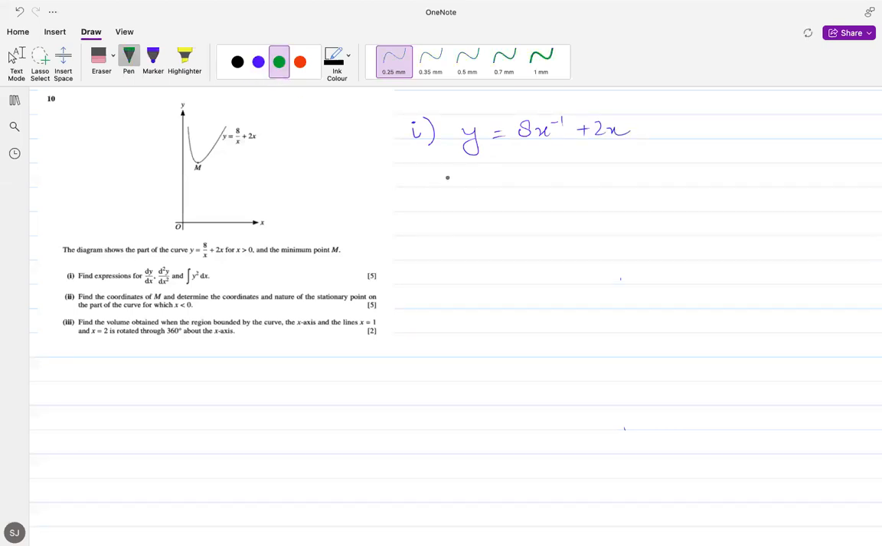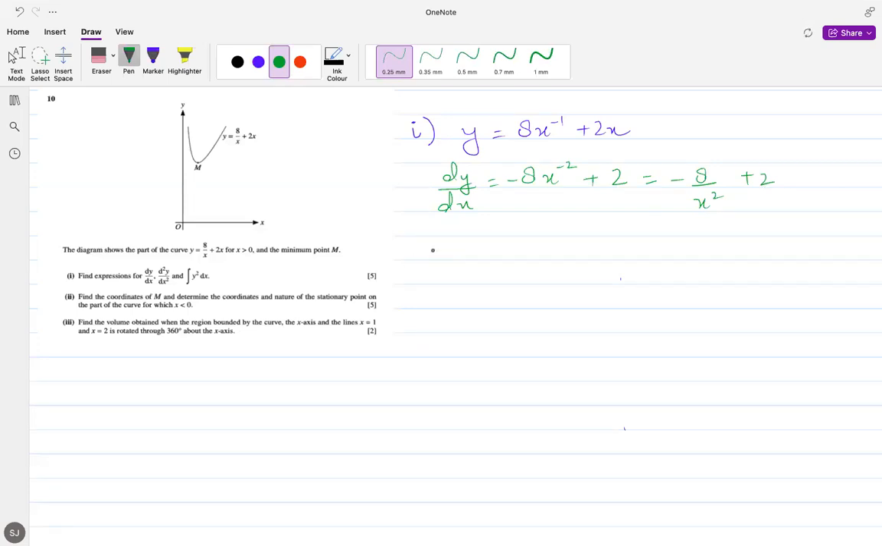Now finding dy/dx, in the first step we'll multiply minus 1 by 8, so that will become minus 8x to the power minus 2, as we decrease the power by 1 when differentiating, plus, so the x power is 1 over here, 1 times 2 will become 2x to the power 0. So we can write dy/dx is minus 8 upon x squared plus 2.